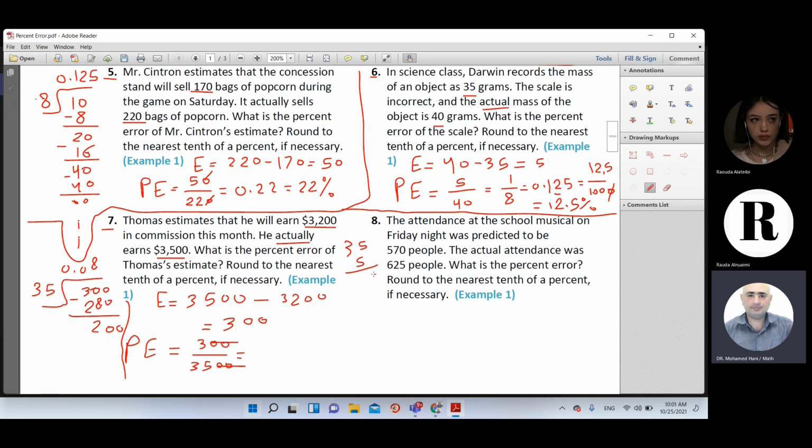Five times 5, 25. 5 times 3 will be 15, plus 2 will be 17. So this is the nearest value to the 200. The answer will be 25. And here we have 5. Also, we can continue, we can put here 0.